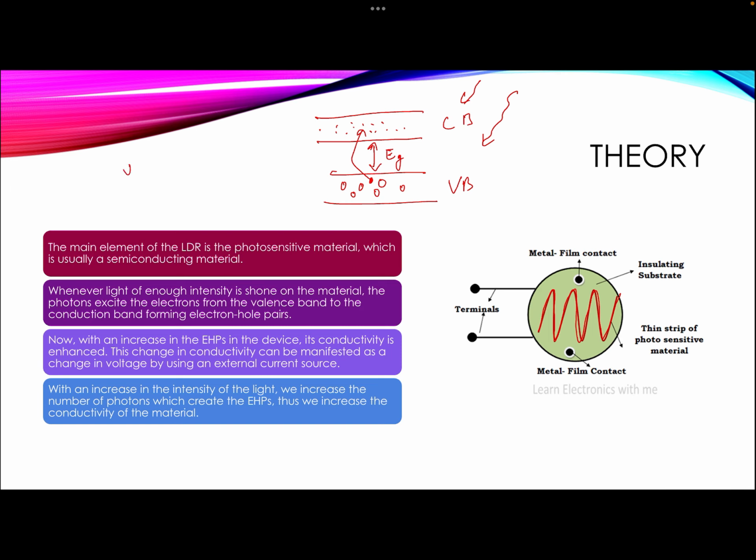Basically what happens is, we know that sigma is equal to n times mu_n times q plus q times p times mu_p. So we are basically increasing n and p in the semiconductor, because of which there is an increase in the conductivity of the semiconductor. So there is a change in semiconductor's conductivity, which can be manifested as a change in voltage if we use an external power source. So using this we can study the characteristics of the LDR.